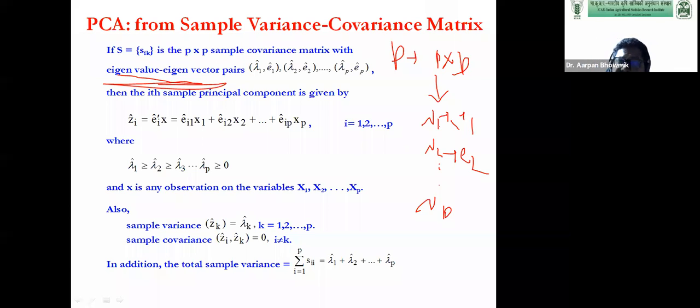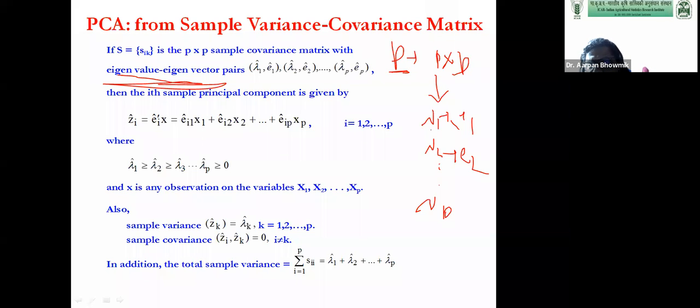Because these eigenvectors form the basis of principal component analysis, and these eigenvalues are nothing but the variances of the principal components. Now, as I told, there are P number of original variables, so you will have P number of principal components. Okay. So now the question is, what will be the first principal component?